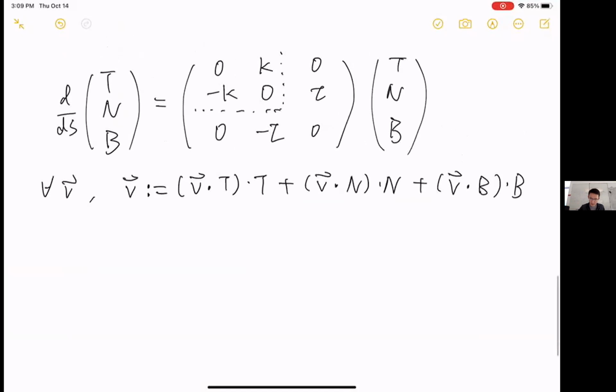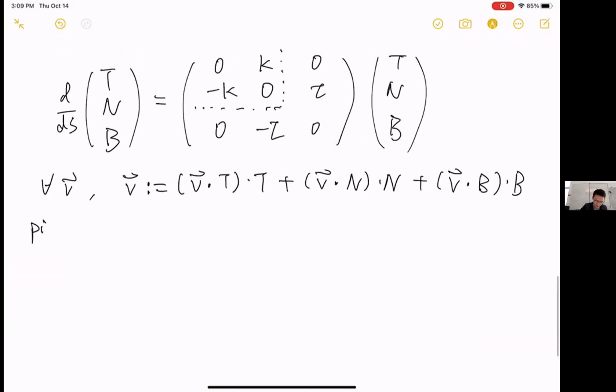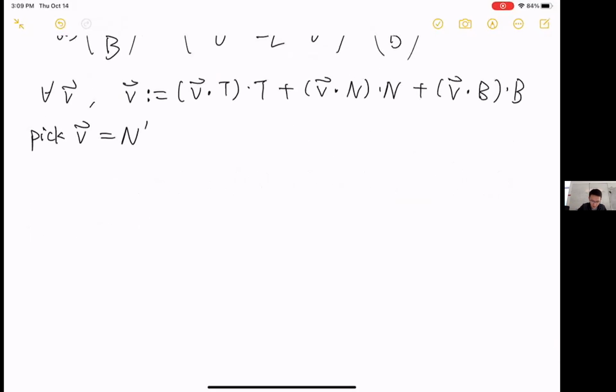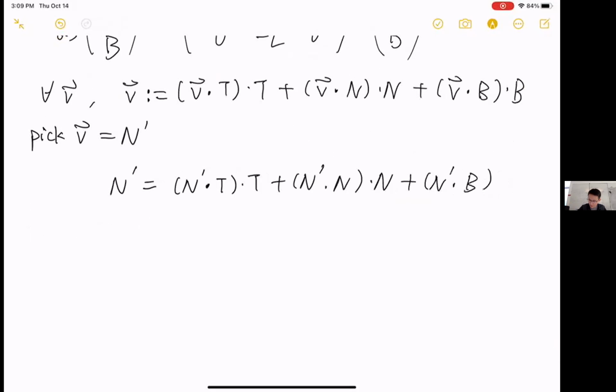Then because this is true for every V, I can just pick V equal to N prime. Okay, this is like a design choice. I choose it to be N prime. Then when I plug things in, I get N prime equals N prime dot T times T plus N prime dot N times N plus N prime dot B times B. When I plug these in, I can start using the lemma we just proved.